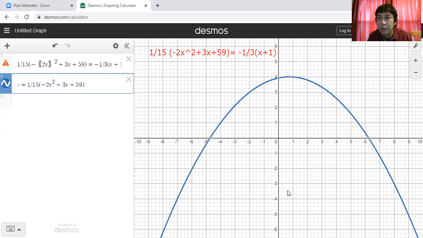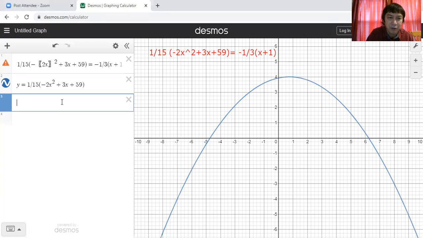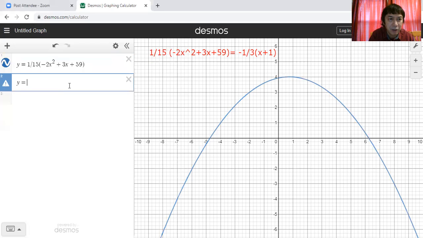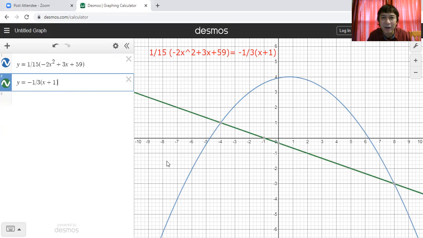Now we're going to do another one for the right side. This is how to do the required. We make another field there, then type y equals, and you can just retype the right side. Now we have the intersections so that we will know the answers.